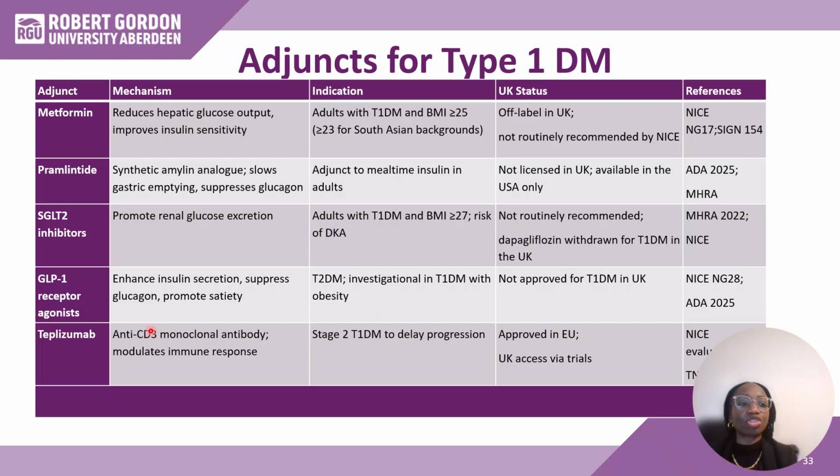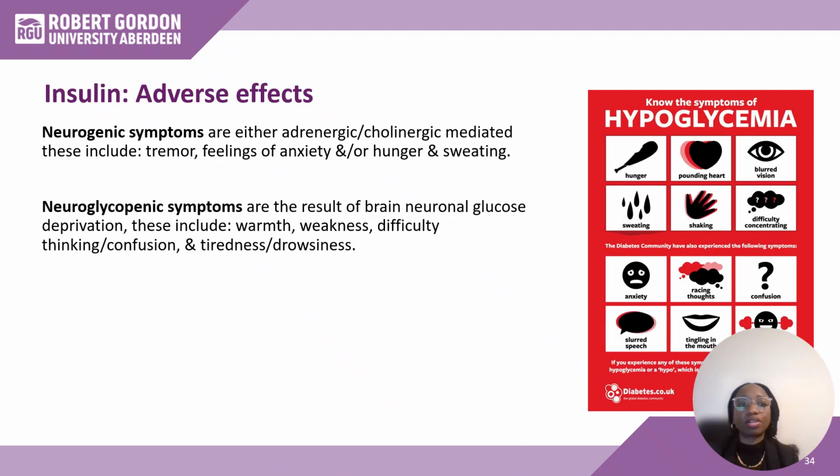Again, these GLP-1 receptor agonists have been investigated for people with type 1 diabetes and obesity, but they're currently not approved in the UK. And then we also have the monoclonal antibody teplizumab, which is used at stage 2 type 1 diabetes to delay progression and is currently approved in the EU, but in the UK, one can gain access through the ongoing trials.